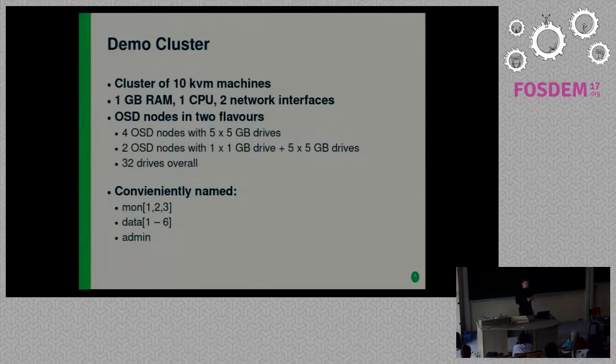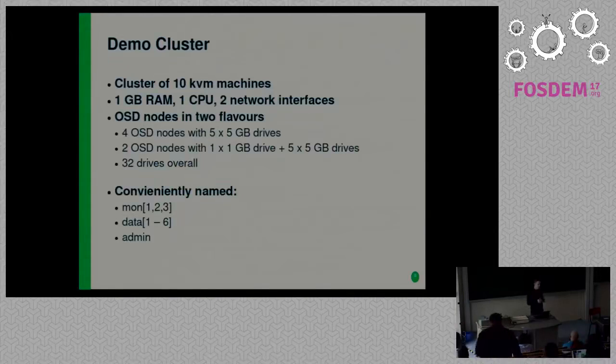Okay, so I have this demo cluster, 10 virtual machines, fairly small machines. They have 2 network interfaces each because that's what Ceph likes. Ceph likes a cluster network and a public network. There are 6 OSD nodes all in all.